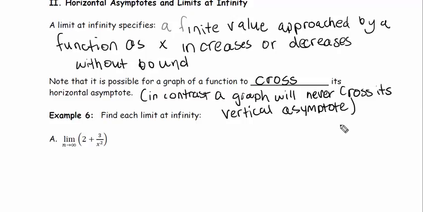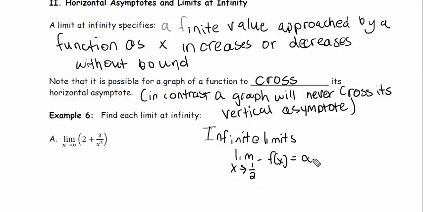Now, just to clarify the difference between what we were talking about in the last part, but not in this part, on horizontal asymptotes. In the last section on vertical asymptotes, we were finding infinite limits. So infinite limits were these types of limits: the limit as x approaches a half from the left of f of x, and then we got infinity.